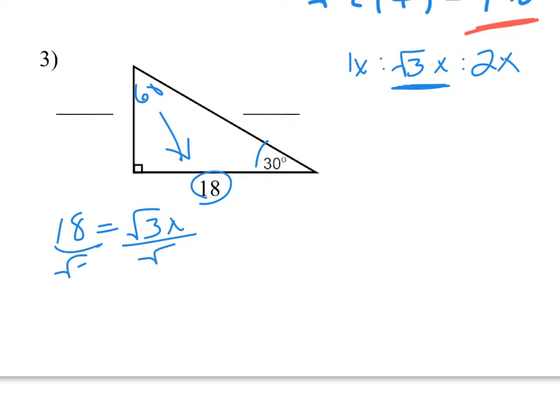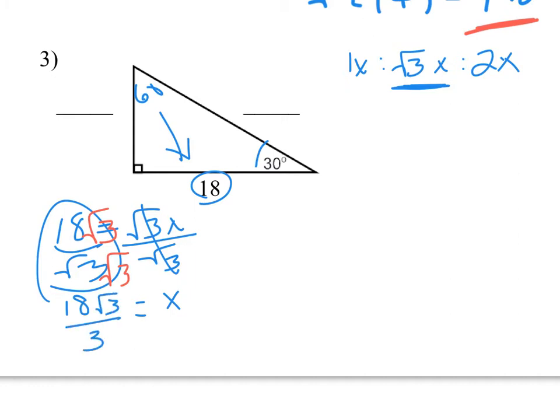So divide by radical 3, and we get this. Now this is somewhat ugly. We do like to make it look a little nicer, so remember, we rationalize our denominator, and we wound up getting 18 radical 3 over 3, because the square root of 3 times the square root of 3 is the square root of 9, which is 3. So divide these in here, and I get 6 radical 3 for x.